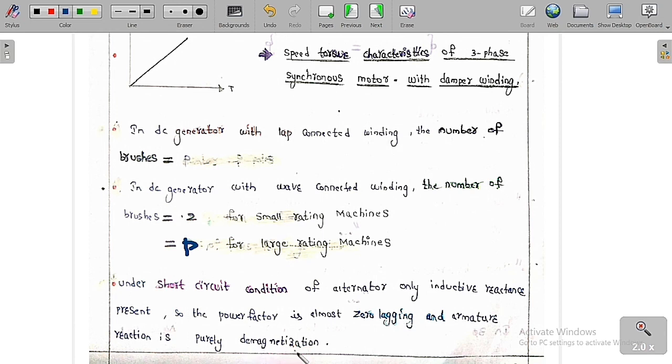See, these things I have already told you. If you do the short circuit of the alternator terminals, the armature terminals, then definitely the synchronous impedance is almost purely inductive reactance. So we are going to get only inductive reactance, and the power factor is almost zero lagging. Therefore, in an alternator, for zero power factor lagging, the armature reaction is almost purely demagnetization. This concept I have already told you in the synchronous machine concept itself.